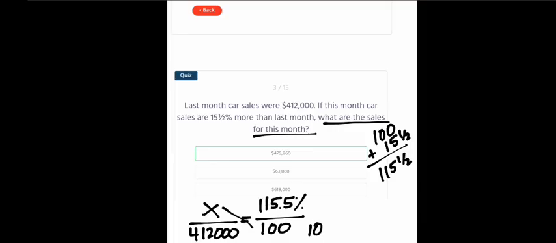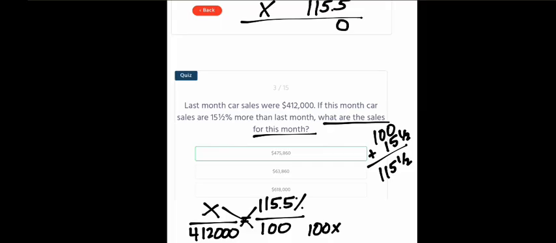Now, 100 times x is 100x, but these numbers here are big, so I'm actually going to work this out with you, and I'm going to do it like this, 412,000 times 115.5. Now, if you remember from our lesson with decimals and multiplying with decimals, when we multiply with decimals, we treat it like it's just a normal multiplication problem, and we don't worry about lining up decimals or anything like that. That's not going to get us the answer. So what we actually do is we multiply normal, and then we add the decimal later.